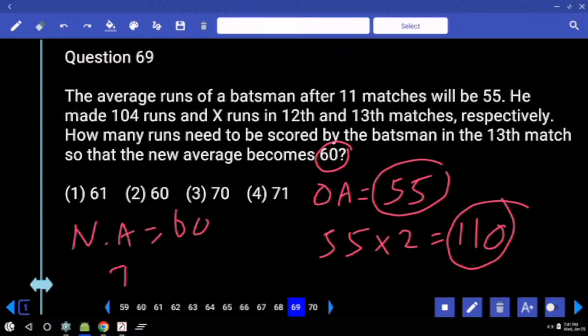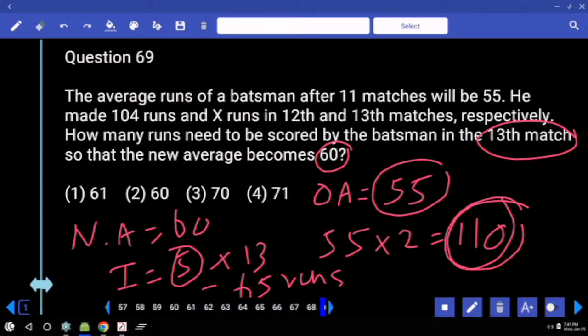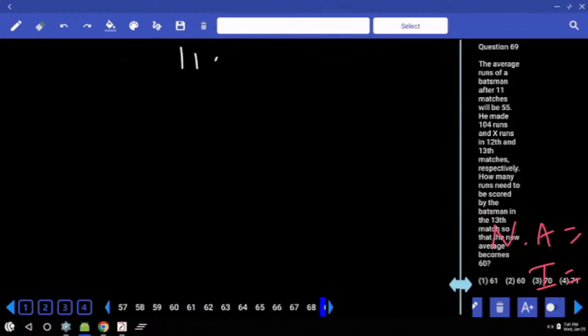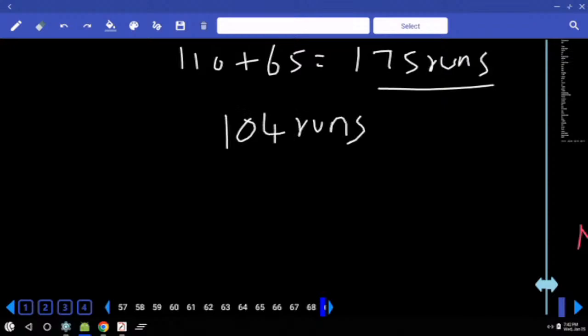So increase is how much here? 5. In how many innings? Mottam 13 innings avali. Ante he has to score 65 runs more than this 110. Yes or no? Ante 110 plus 65, in next 2 matches he has to score 175 runs so that his average increases by 5 more to become 60. అంటే ఆల్రెడీ వాడు ఎన్ని రన్స్ కొట్టాడు 12th మ్యాచ్లో, ఇంకా 175 అంటే ఎన్ని రన్స్ కొట్టాలి 71 రన్స్ కొట్టాలి.